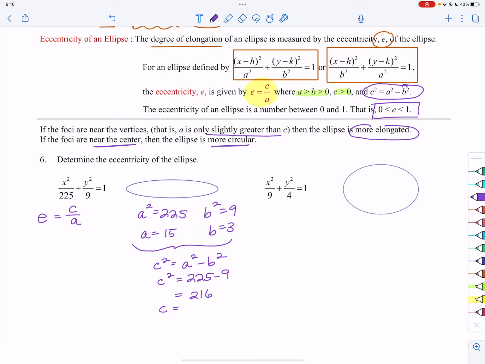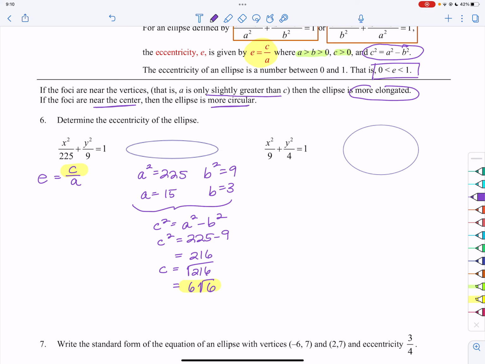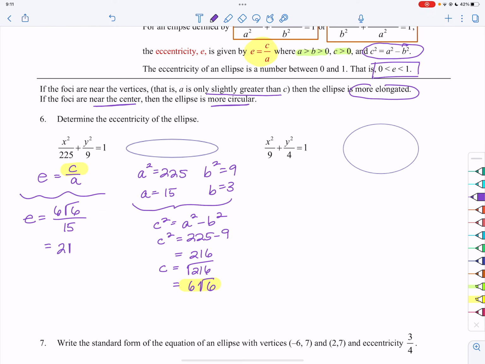And so C is equal to the square root of 216. And that comes out to 6 root 6. We'll just go ahead and keep 6 root 6 so that we can come over here and place that value here for C. So now we have that E is equal to 6 root 6 divided by 15. And we can actually factor a 3 out of the numerator and denominator and have 2 root 6 divided by 5. So if you wanted an exact value for E, there you have it.